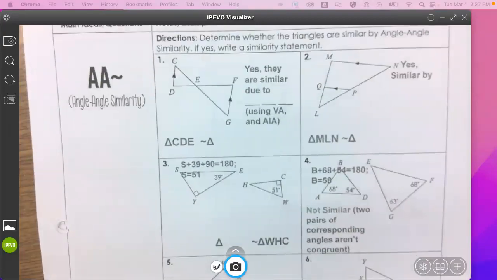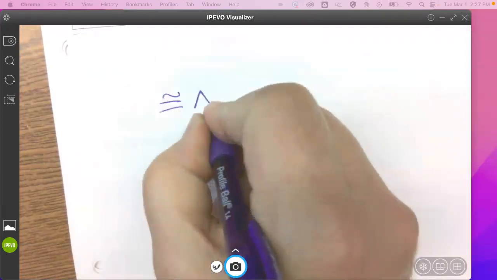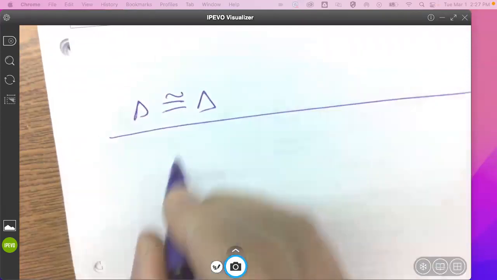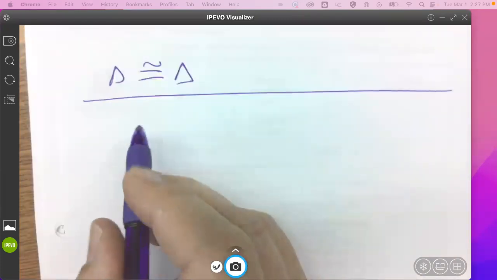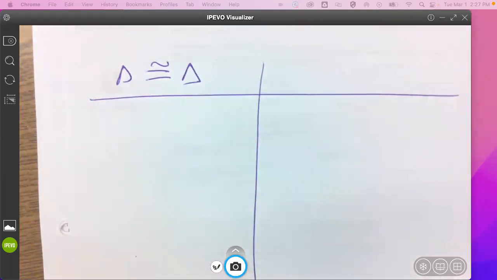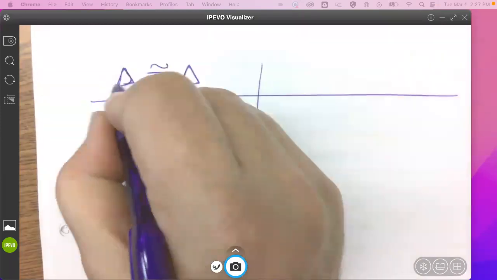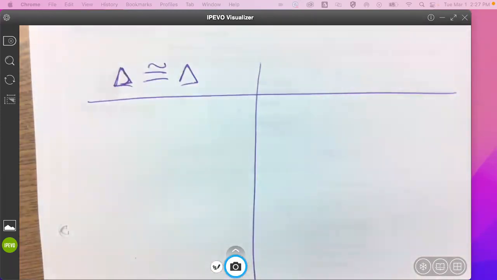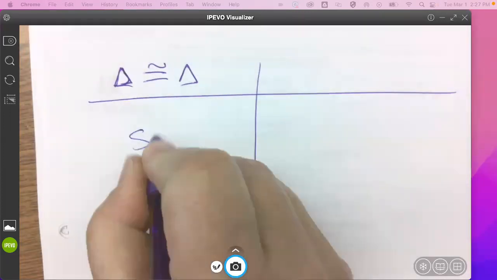Okay, so we've been talking about similar triangles for the last 2 days. And you may remember when we talked about congruent triangles, that there were only a few theorems that allowed us to prove triangles are congruent. What was one theorem that allowed us to say that the triangles are congruent? Side angle side.